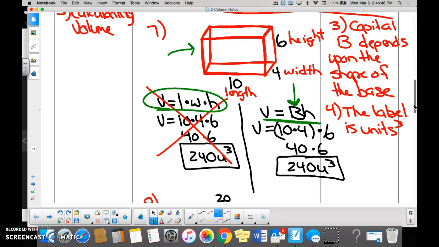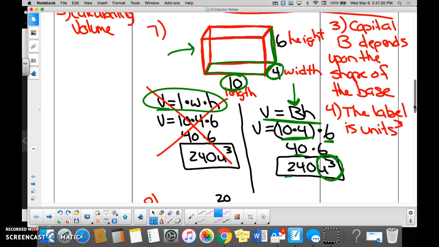So what does capital B mean again? Area of the base. So this is our rectangular prism. This is what we're going to call our base. The area of the base is length times width, or base times height, right? So what is the base or the length? 10. What is the width or the height? 4. So that's where we filled in our 10 times 4. And then the height of this entire shape is 6, and that's where our 6 came from. So 10 times 4 is 40. 40 times 6 gives us 240 units.